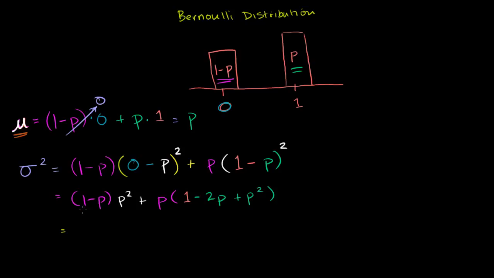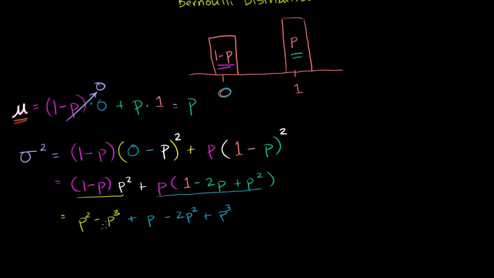This term right over here is going to be p squared minus p to the third. And then this whole thing over here is going to be plus p times 1 is p. p times negative 2p is negative 2p squared. And then p times p squared is p to the third. Now we can simplify these. p to the third cancels out with p to the third. So you have this p right over here, and then when you add p squared to negative 2p squared, you're left with negative p squared.